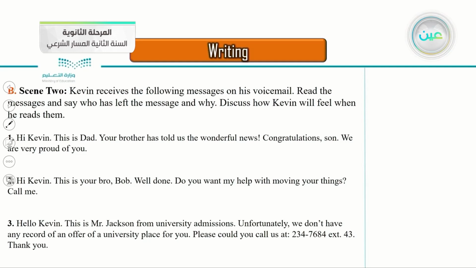So, these are the messages to Kevin. As said in the question before, Kevin receives the following messages in his voicemail. Read the messages and say who has left the messages and why they left them. Also, we will discuss how Kevin will feel when he reads them. So the first one here: who left the message for Kevin and why, and how does Kevin feel after he heard the message?